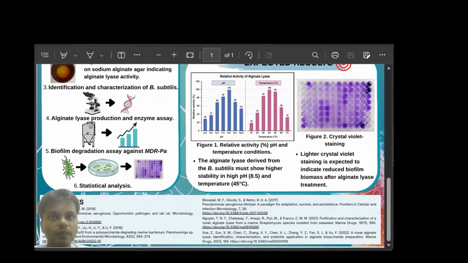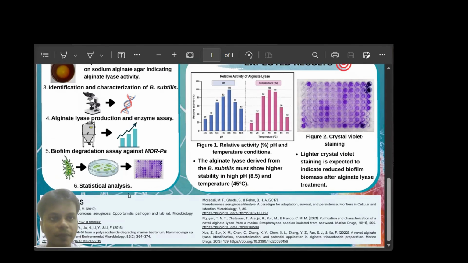The confirmed isolate will then be grown and cultured to produce the extracellular alginate lyase, and the enzyme activity will be determined using the DNS assay by measuring the reducing sugar production at 540 nanometers. And then the antibiofilm activity will be evaluated by treating the multi-drug resistant Pseudomonas aeruginosa biofilms, followed by a crystal violet staining process to assess the biofilm degradation.